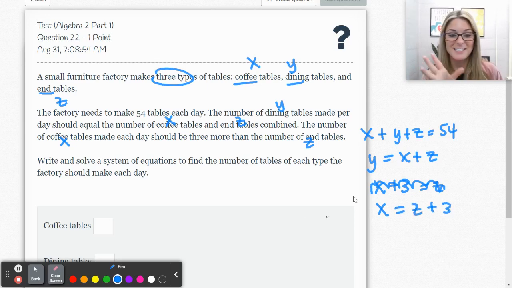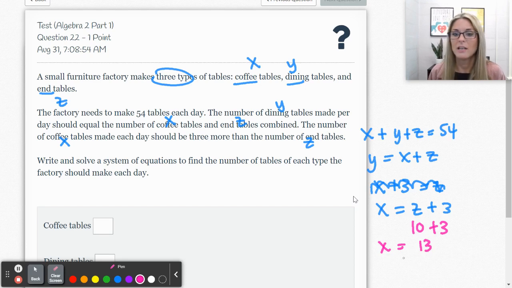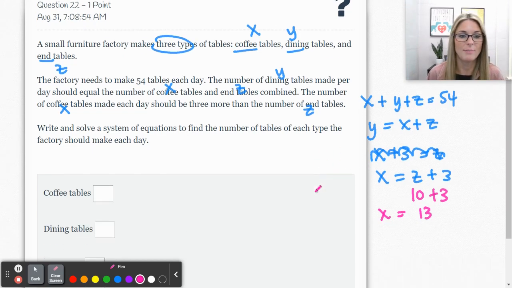I always mess these up, so I thought about it for a minute and I had to fix my equation. This means like if, end tables? If we made 10 end tables and added 3, that would be equal to 13. And so the X, the coffee tables, would have 3 more than the end tables. Those always trick me. So here's our system. Write and solve your system to find the number of tables of each type that the factory makes each day.